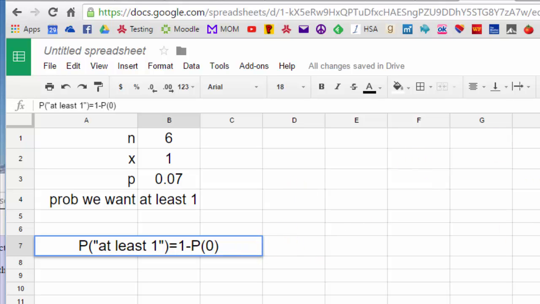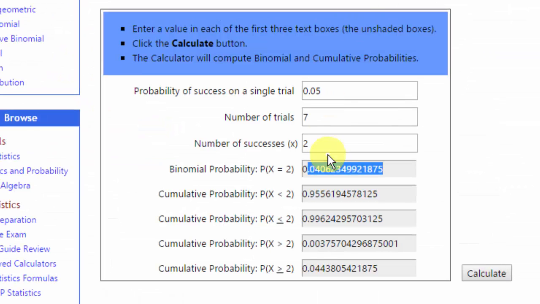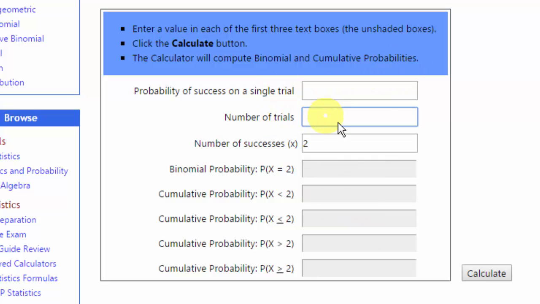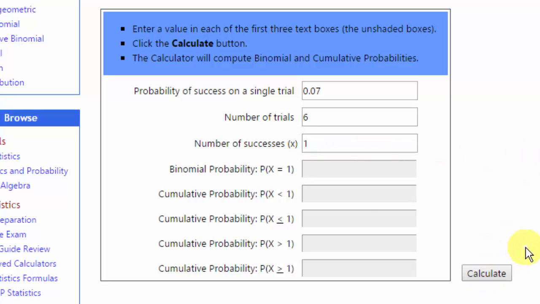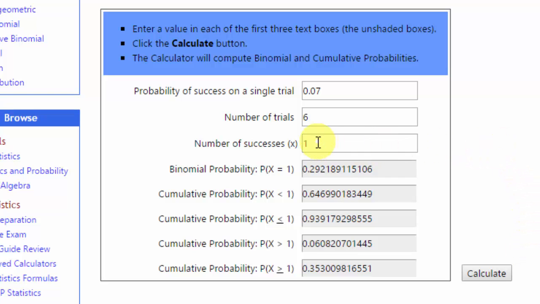I'm going to use StatTrek. So here we have the Binomial Calculator from StatTrek. And so here the probability of success on a single trial is 7%. The number of trials is 6. The number of successes, if we put a 1 in here, let me show you how to use this. When I hit the Calculate button, which of these gives us the probability of at least 1? That means we want 1, 2, 3, 4, 5, or 6.